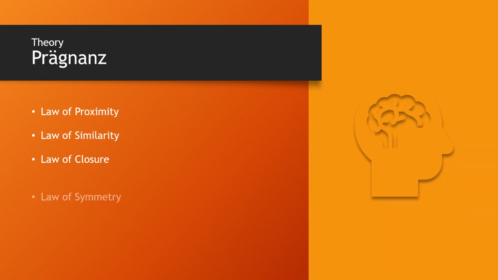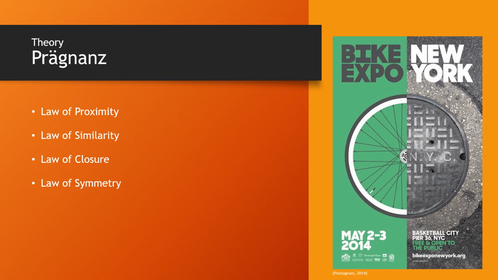The law of symmetry states that the mind perceives objects as belonging to the same groups when they are symmetrical. Take this Bike Expo advertisement. While each half of the circle is different in color and texture, it resembles a circle because each half is symmetrical.